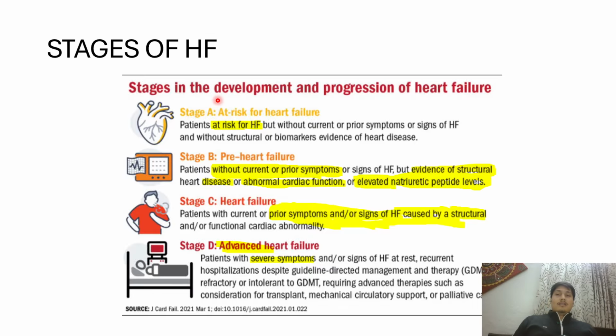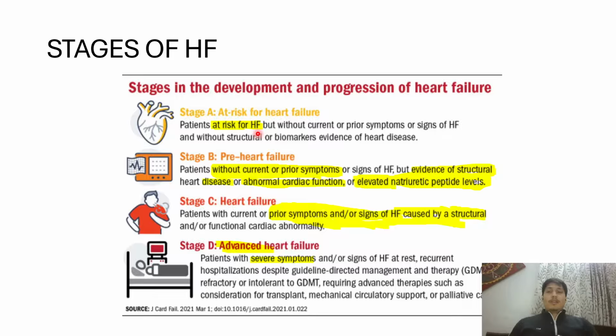So, what are the stages of development of heart failure? There are four stages: stage A, B, C, and D. It is a series of steps. In stage A, the patient is just at risk. The patient is hypertensive or diabetic or having dyslipidemia, but there are no overt signs and symptoms or any structural heart disease. For this, we just have to take care of the comorbidities.